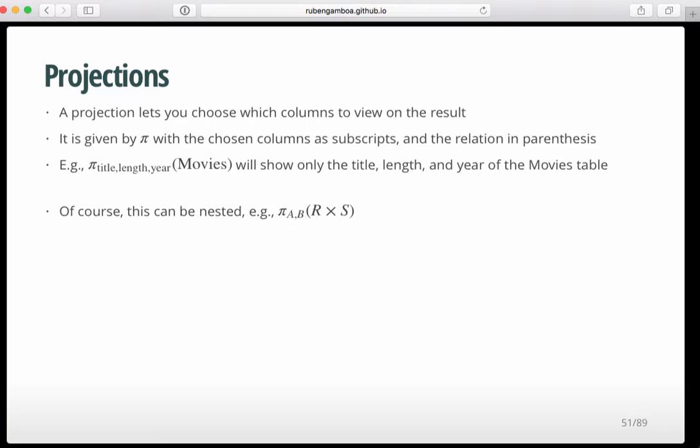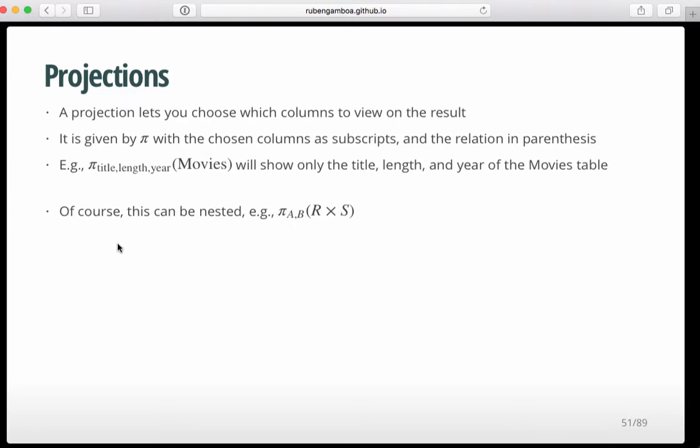But when you make it a Greek letter, then it has more gravitas. So pi for projection. Pi is just Greek p. Now, you need to specify what columns you want to keep, and the way you do that is by just listing them as a subscript of pi, and then put parentheses and put in there whatever expression you're taking a projection of. So here is projection pi, title, length, year of movies. Okay, so we just got rid of genre.